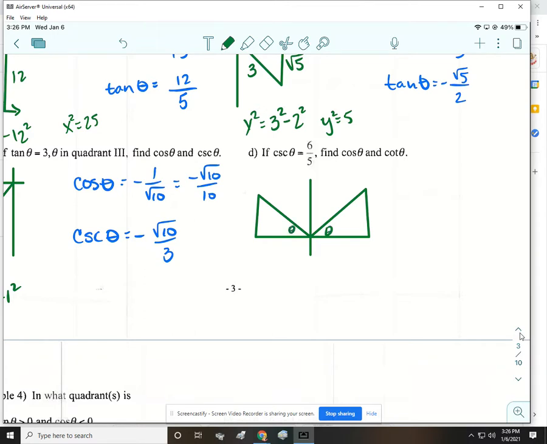So for the cosecant, this is going to be the hypotenuse over the opposite. Okay. Then since we have the hypotenuse, to find a missing leg, we're going to subtract the hypotenuse squared minus the leg that you know squared. So 36 minus 25 is 11. And so those legs are the square root of 11.